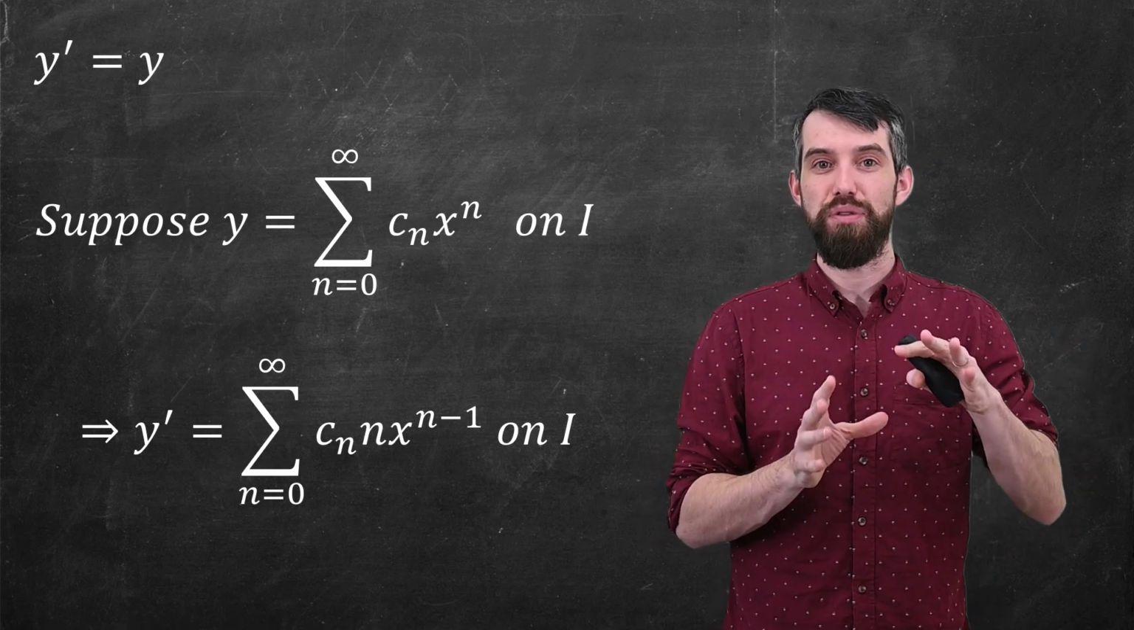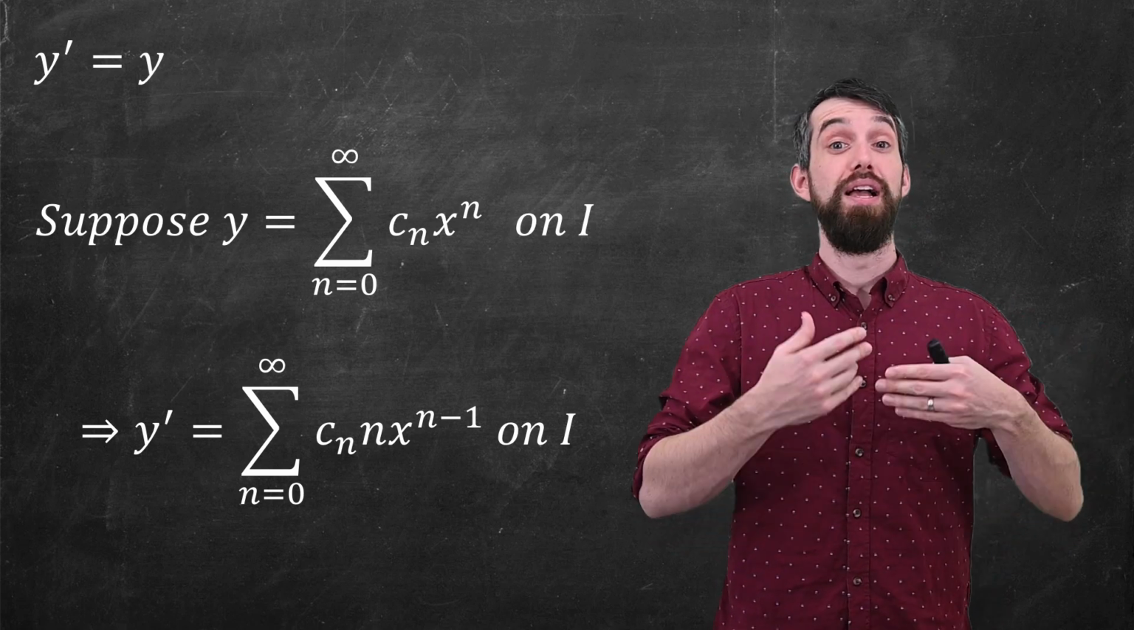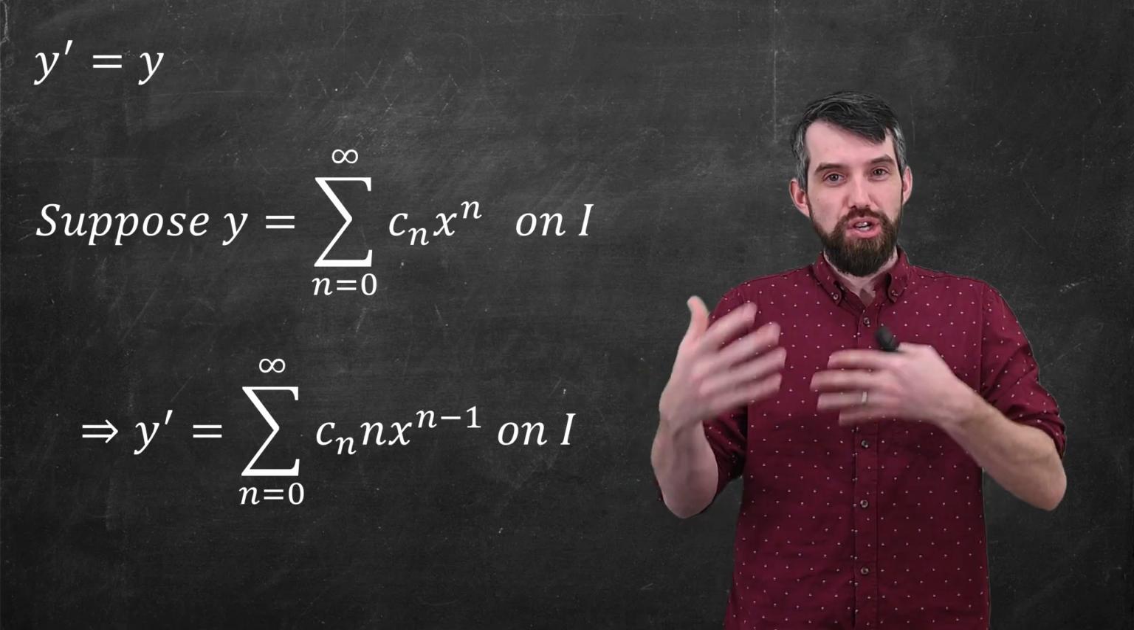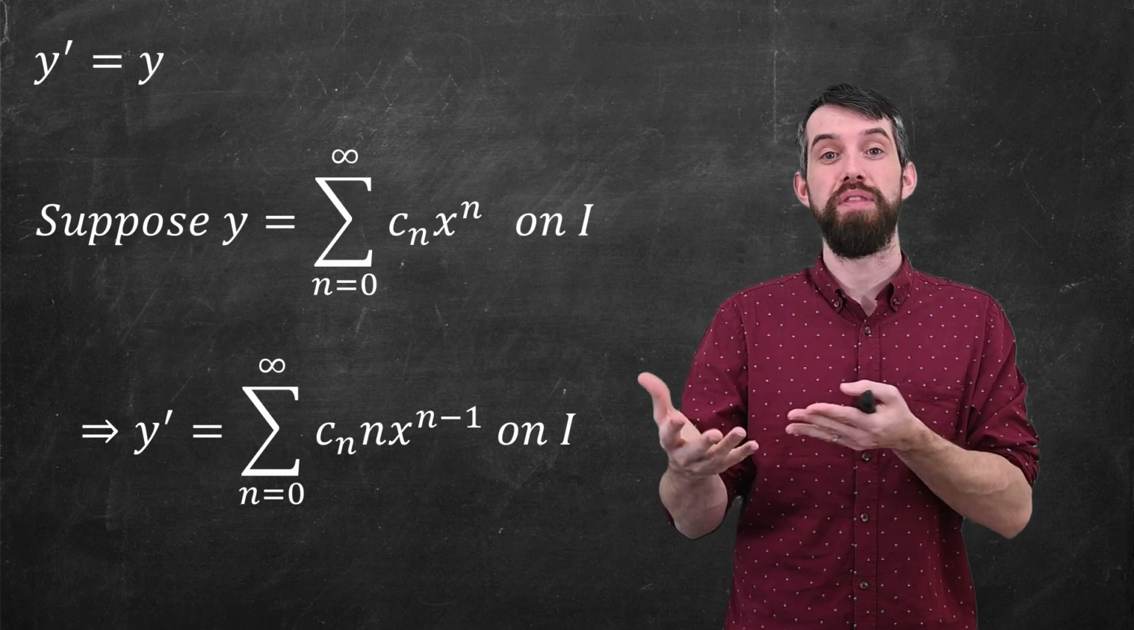So the sum stays out the front, and then for each term I take that derivative: x to the n goes to n x to the n minus 1. When you take this term-by-term derivative, you get that it's also convergent on the interval I.